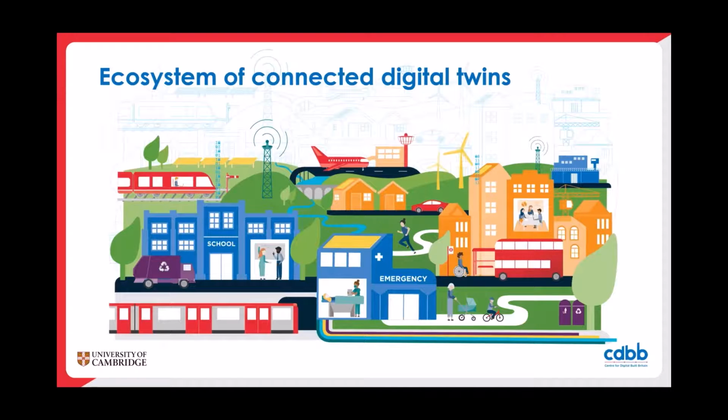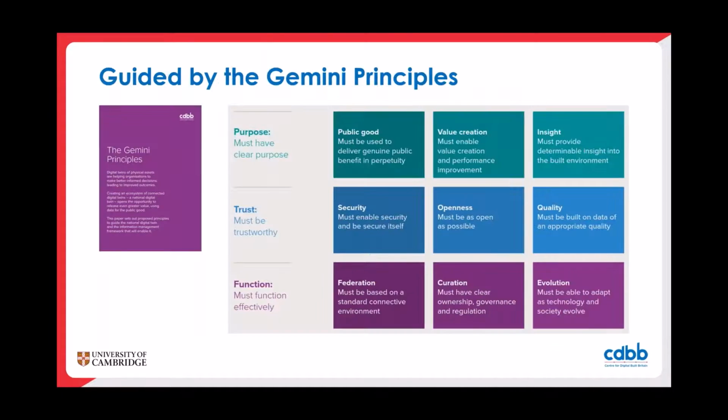So this ecosystem of connected digital twins, that's our vision here, but it's guided by these Gemini principles, so that the data must have purpose. So for instance, it is for the public good, we're creating value, but we've got to be able to trust this data. So how do we do that from the point of view of security? So you may remember part 5 of ISO 19650 being the security-minded approach.